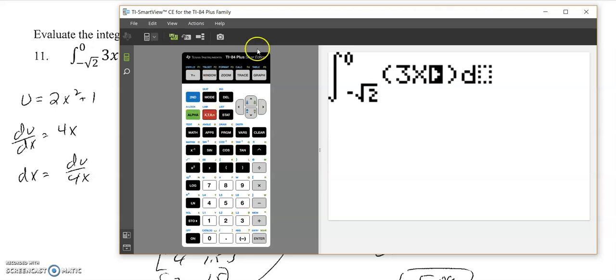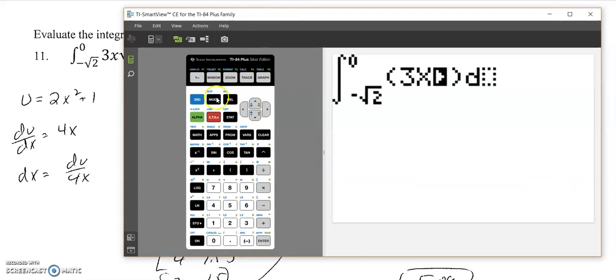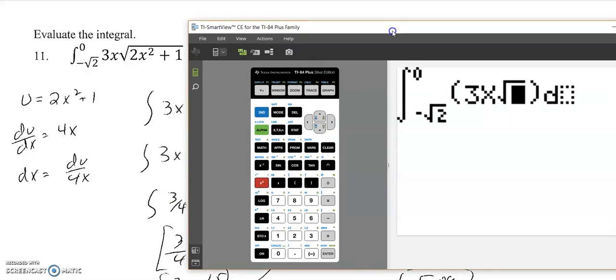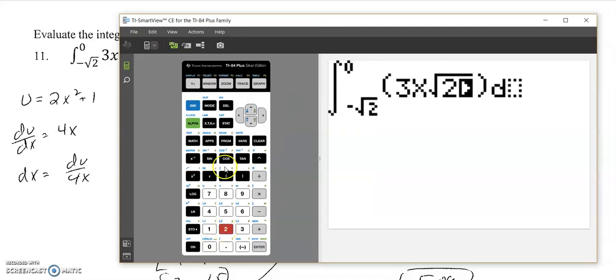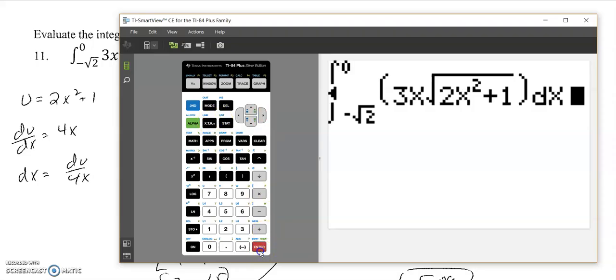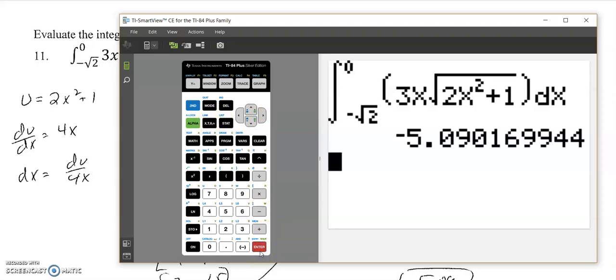3x square root, and inside the square root we have 2x squared plus 1, and then don't forget the x at the end. Move to the right, push x, and we get our same answer, negative 5.09. And I do want to point out that some calculators may look a little differently, so you may have to learn how to set up your calculator when you type in the integral.